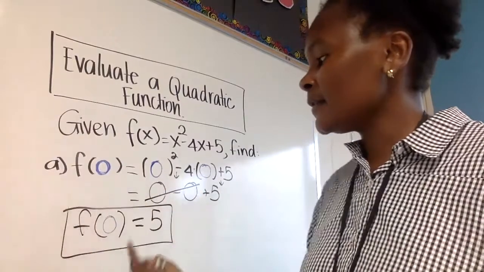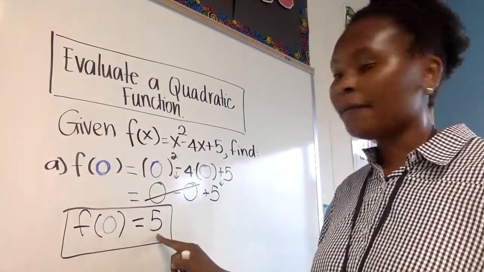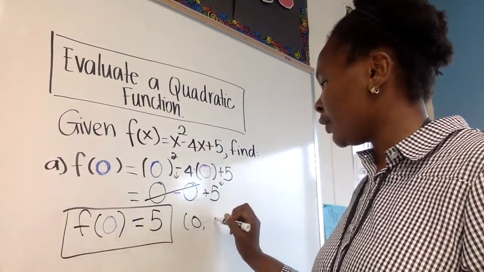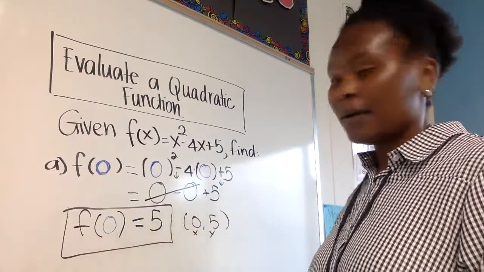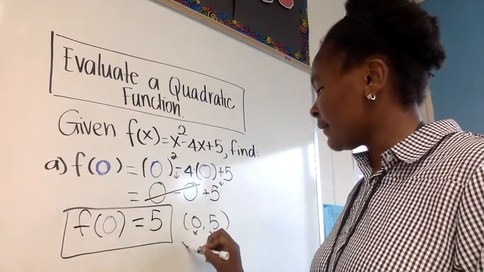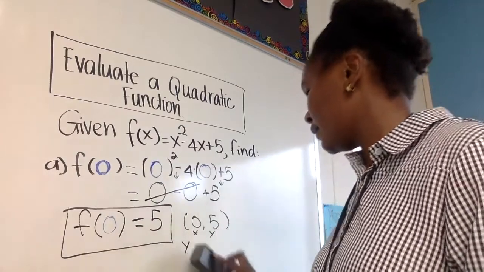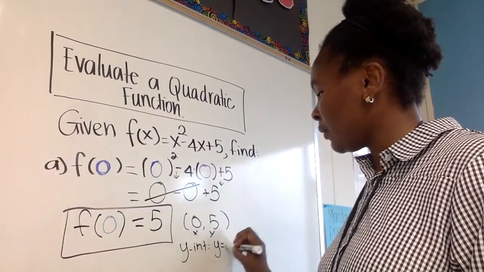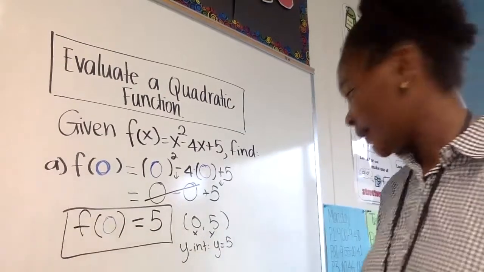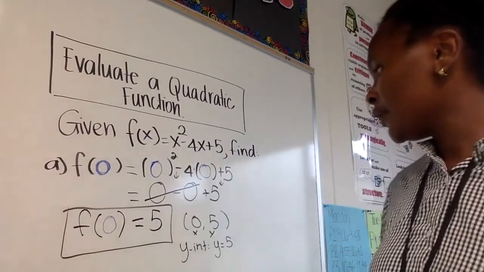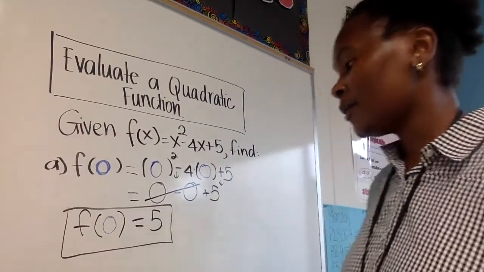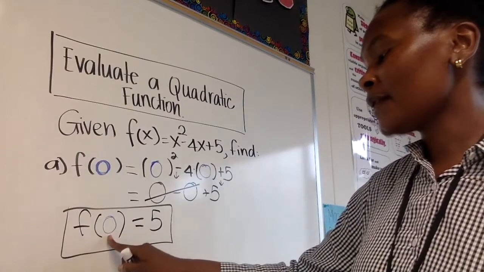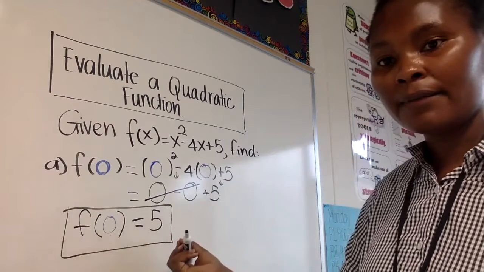So what does it mean? It means that when the x value is 0, the y value or the output is 5. And this can be written as the ordered pair. This also represents the y-intercept. 5 represents the y-intercept, so the y-intercept is at y equals 5. So we are done. Why do we call it the y-intercept? Because we get the y-intercept when x is 0. So when x is 0, the output that we get is the y-intercept.